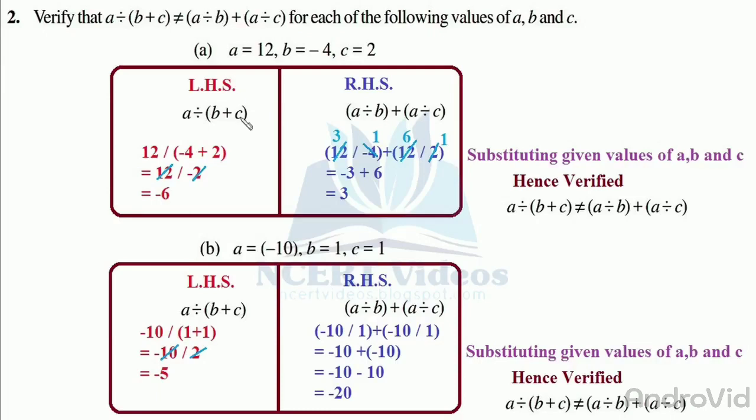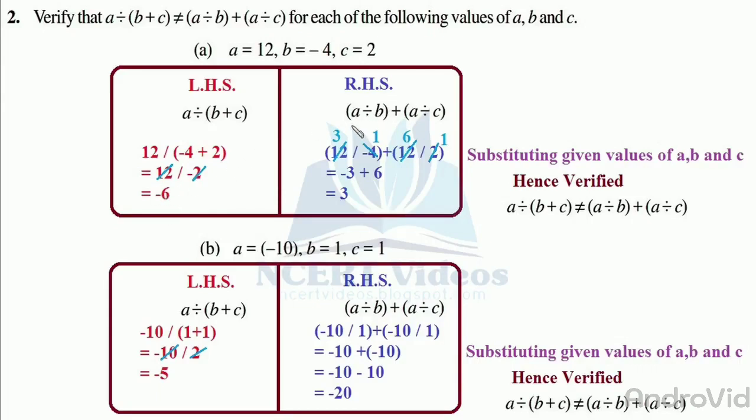This is your left hand side and this is your right hand side, as we did in previous questions. Putting the values here, first taking this thing, a is 12, therefore writing 12 divided by, solving this bracket, b plus c, b is minus 4, c is 2. So 12 as it is divided by minus 4 plus 2, which is minus 2. So 2 ones are 2, 2 sixes are 12, therefore minus 6 is your answer because here it was negative. So this was your left hand side solution. It came out to be minus 6. Now right hand side.